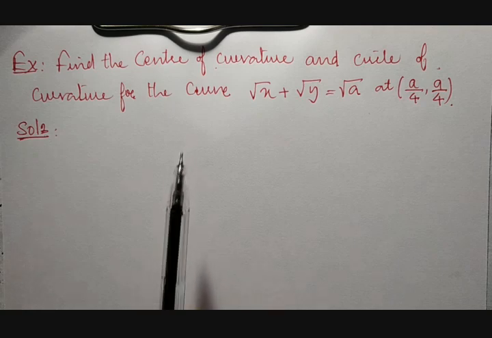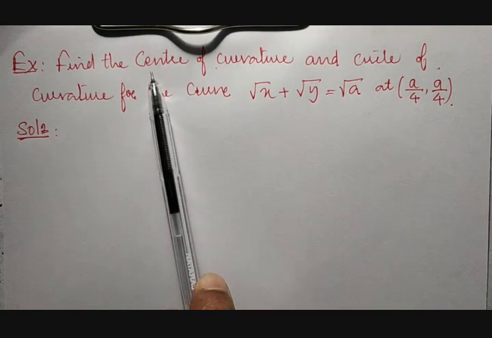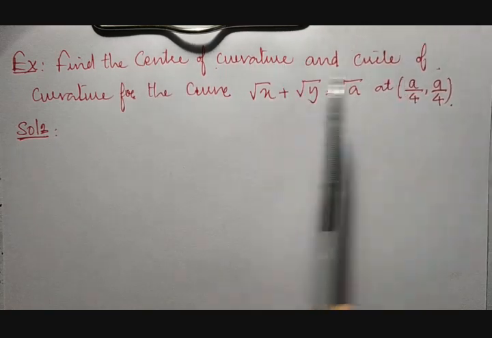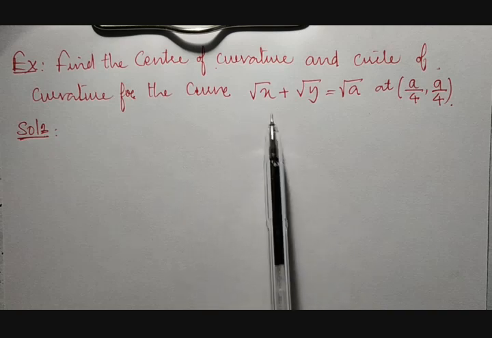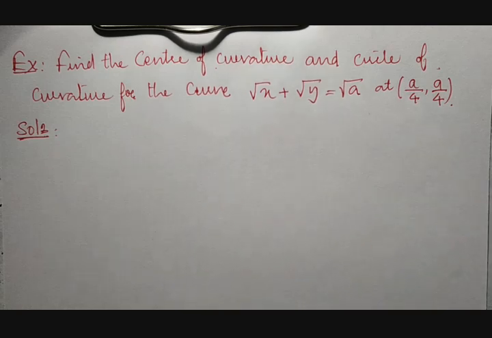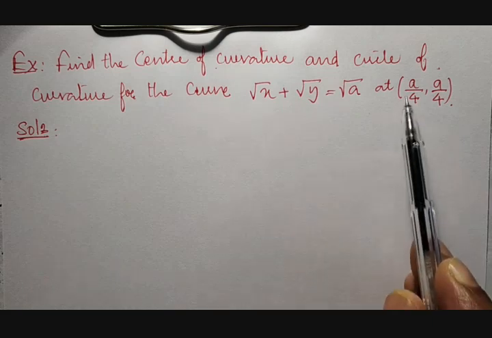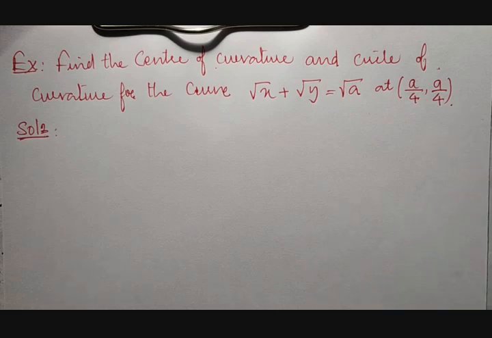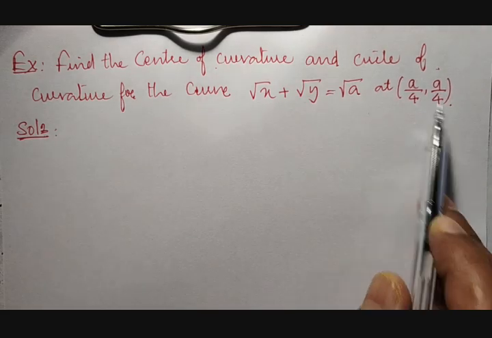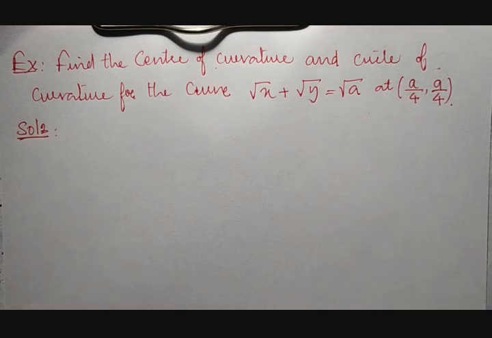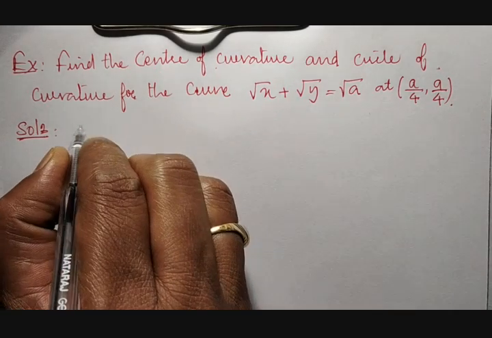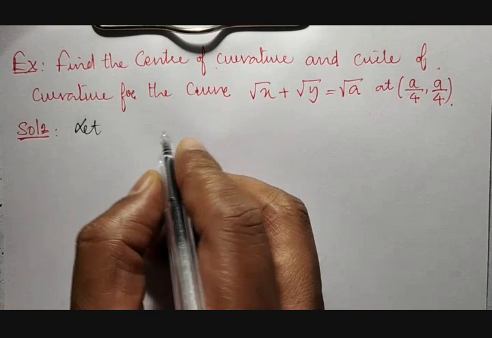In this session, we are going to discuss finding the center of curvature and circle of curvature for the curve root x plus root y is equal to root a at the point (a by 4, a by 4). Once again, we can see when the values of x and y are the same, then the center of curvature will also be the same. Okay, so initially let us consider the given curve.